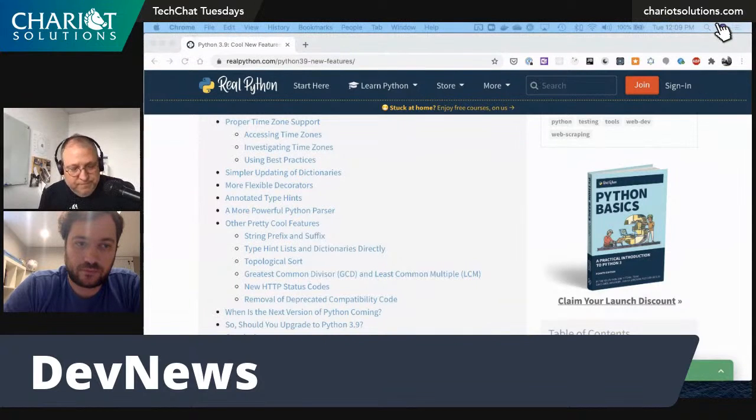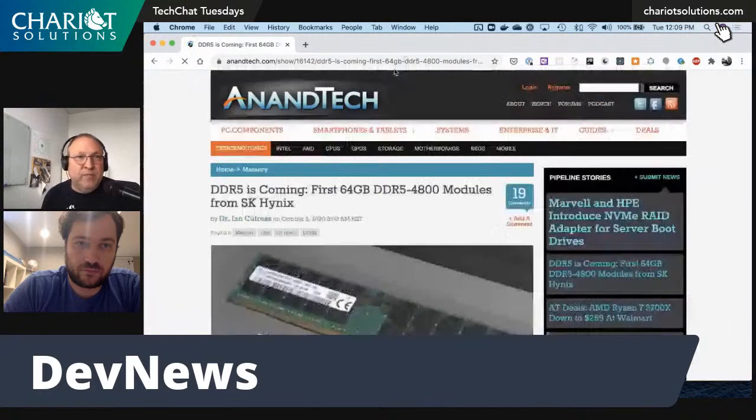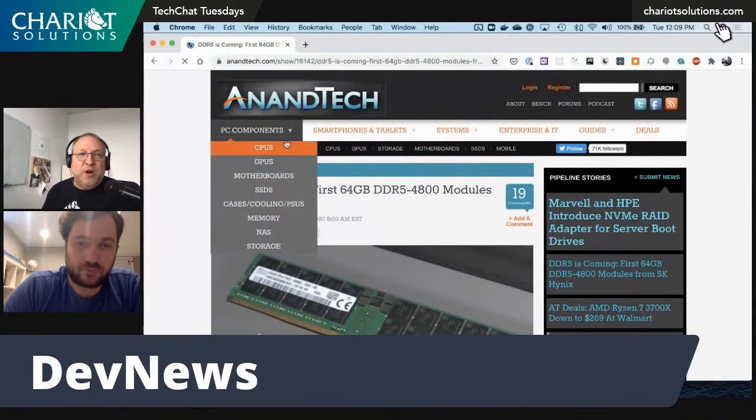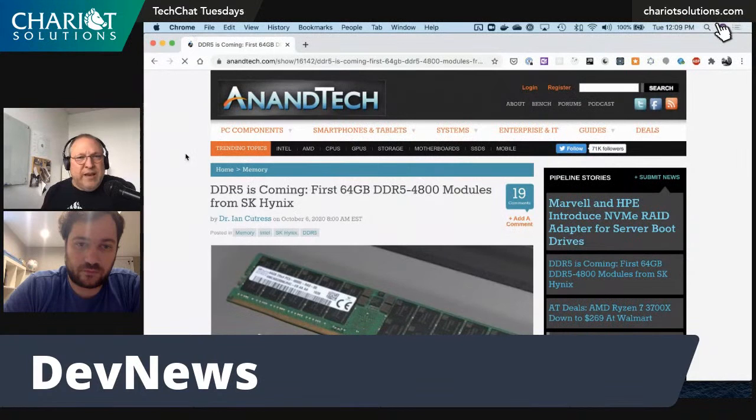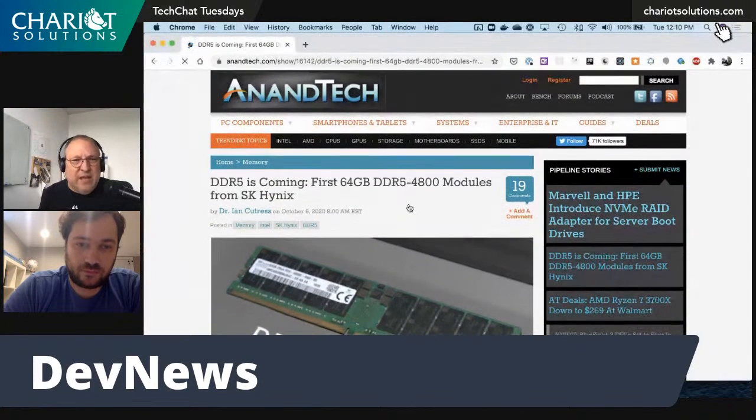Another cool thing, we are getting a faster RAM structure. So DDR4 is the current fastest RAM you can get. I know a lot of laptops, I think, if I'm right, are still doing DDR3 for power management mostly. Desktops usually have DDR4. But DDR5 is coming, and the first 64 gig modules are out. So you'll see this first in servers. But these are going to be really, really fast. I think it's double the bandwidth of what you have now.